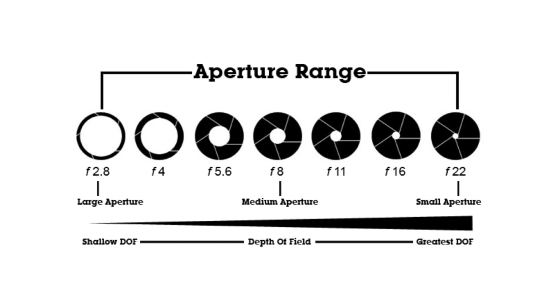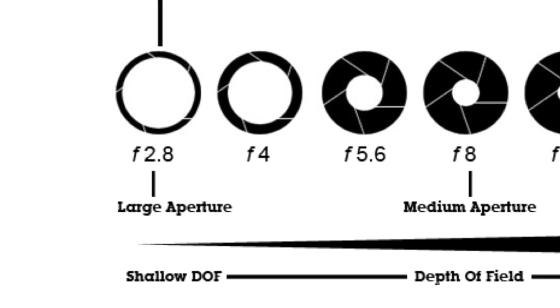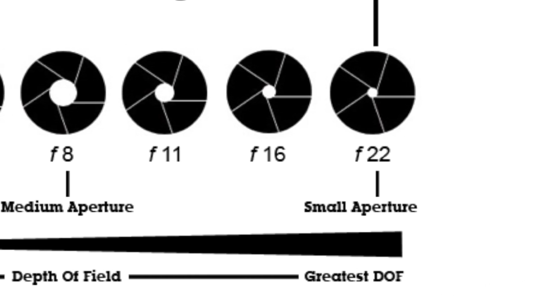This diagram is a visual representation of f-stops and aperture in relation to your lens. So, at the low end, f2.8 is also called wide open, meaning the most amount of light can pass through the lens, giving you shallow depth of field. On the other side of the spectrum, at f22, it's allowing the least amount of light to enter the lens, giving you the greatest depth of field.